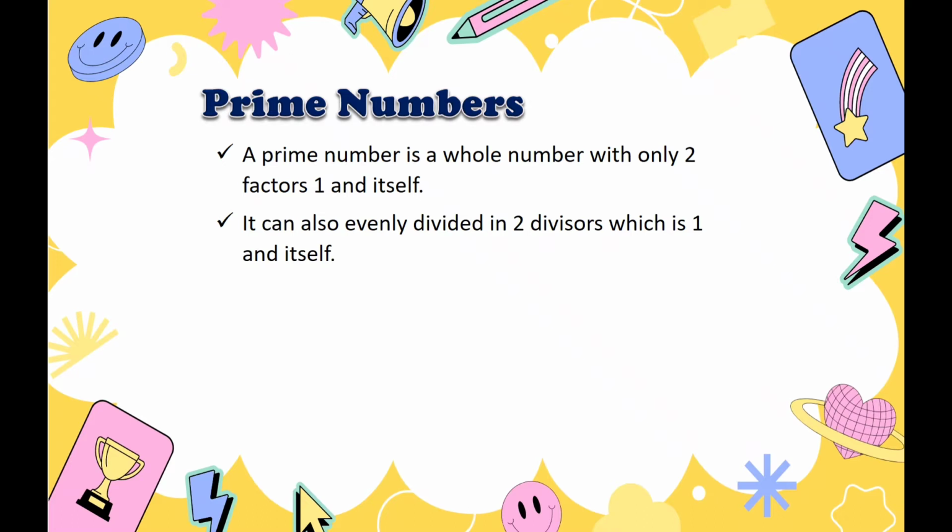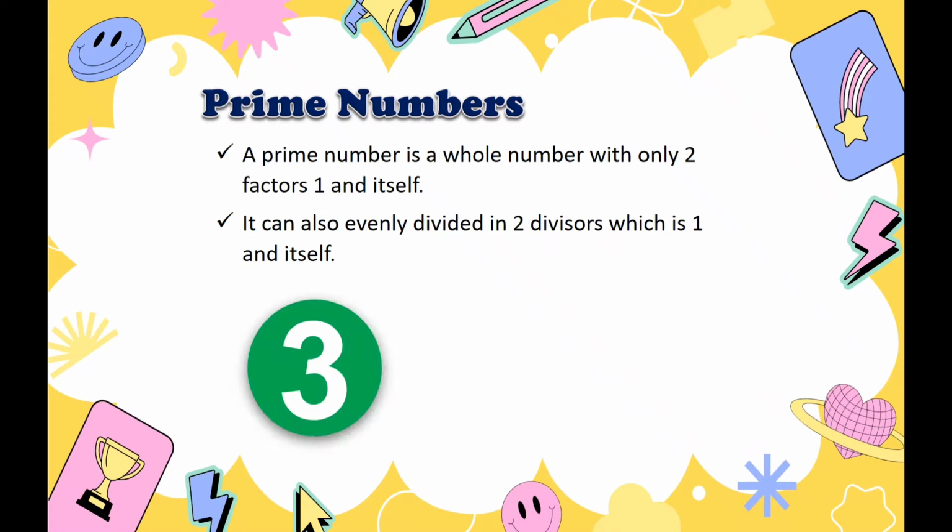Okay? And then, yun nga, pag sinabi nating prime number, dalawa lang ang factor niya. So, ang commonly na factor niya ay 1 at ang sarili niya. And take note that lahat ng prime number ay pwede lang i-divide sa sarili niya at sa 1. So, let's have an example like this. The question is, si 3 ba ay prime number?